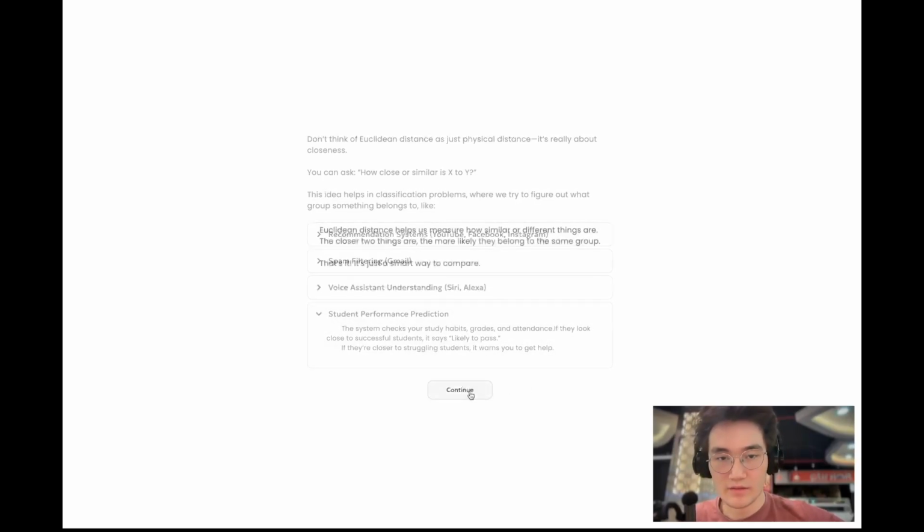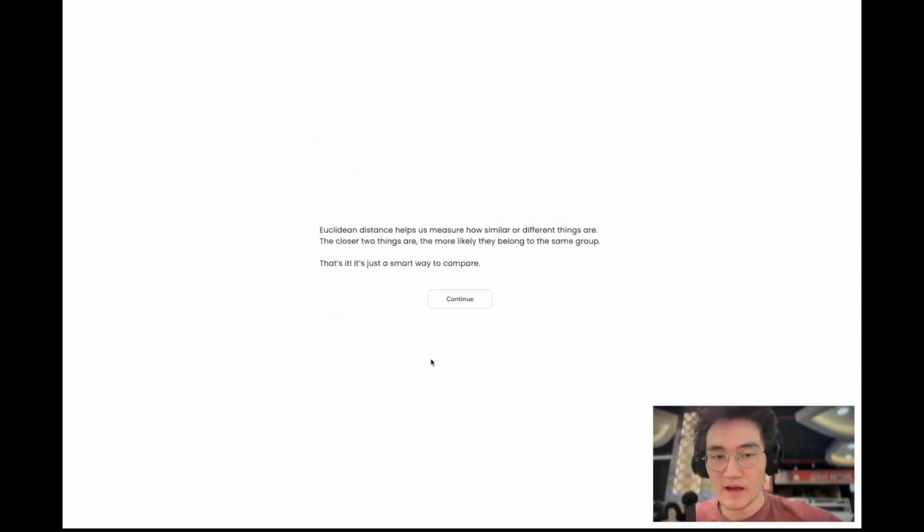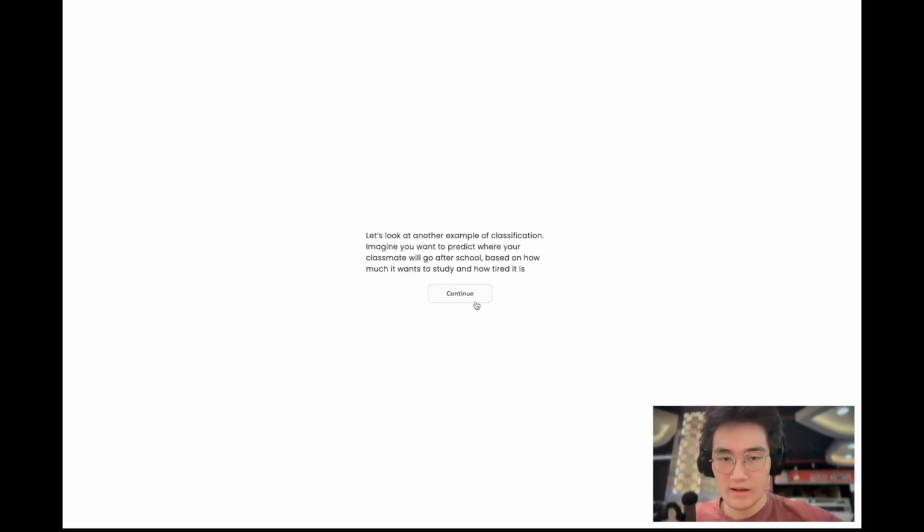Okay, let's continue. Euclidean distance helped us measure how similar or different things are. The closer two things are, the more likely they belong to the same group. That's it. It's just a smarter way to compare. Okay. Let's look at another example of classification.